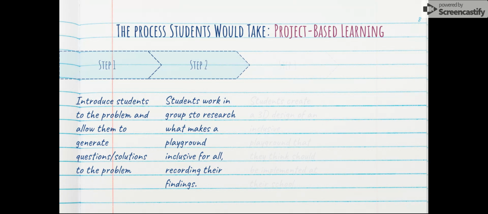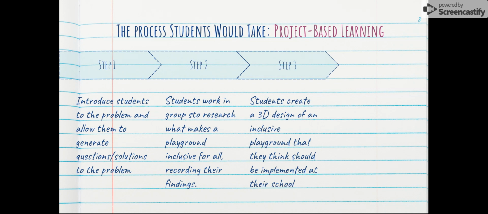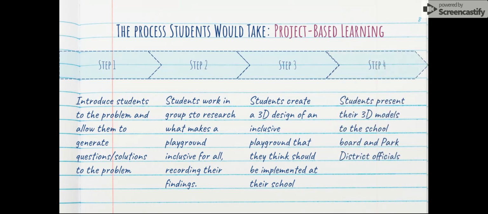Now, this is where it becomes a little bit different. Students actually create a project throughout the project-based learning that will encompass all of what they've learned throughout the inquiry process. So in this case, students might create a 3D design of an inclusive playground that they think should be implemented at their school. And then step 4 would be to present their findings, present the design that they've created to either the school board or park district officials to really take the project to the next level and bring it to the real world.